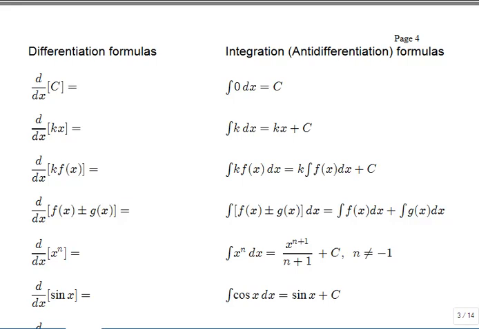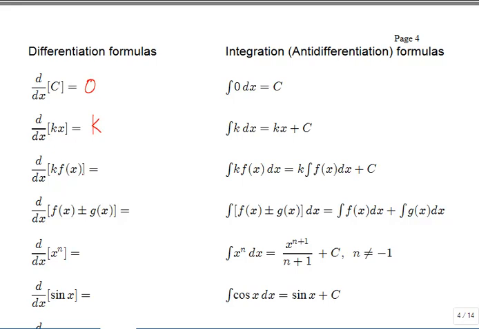Now here's some of our formulas that we're going to come up with, and they're based on our differentiation formulas. So if we know that the derivative of a constant is 0, then we know that the integral of 0 must be a constant. Okay, the integral of this right side should give us back the left side. Since we know that the derivative of a constant times x is just the constant k, then the integral of k must be k times x. Okay, so again, the integral of the right side should give you back the left side.